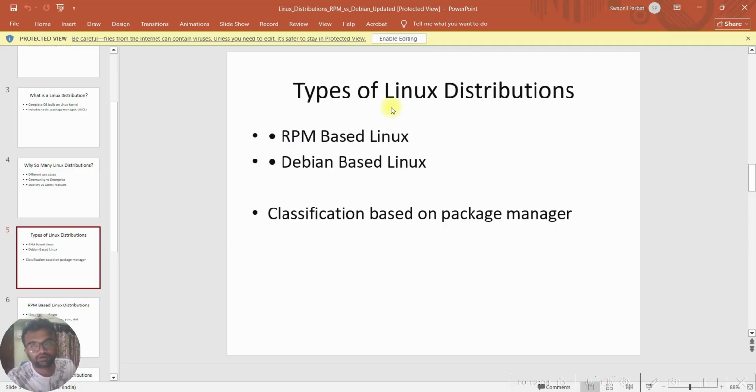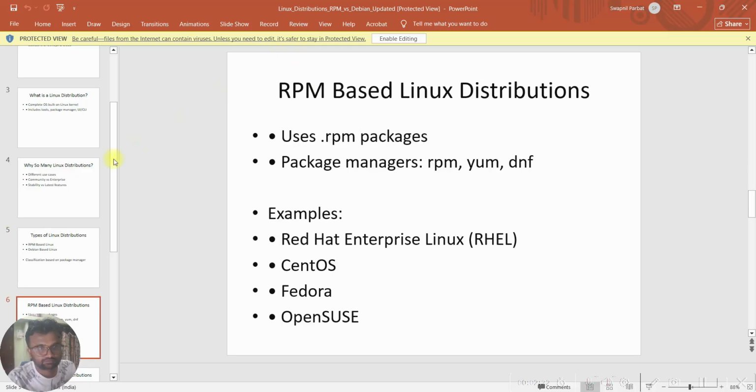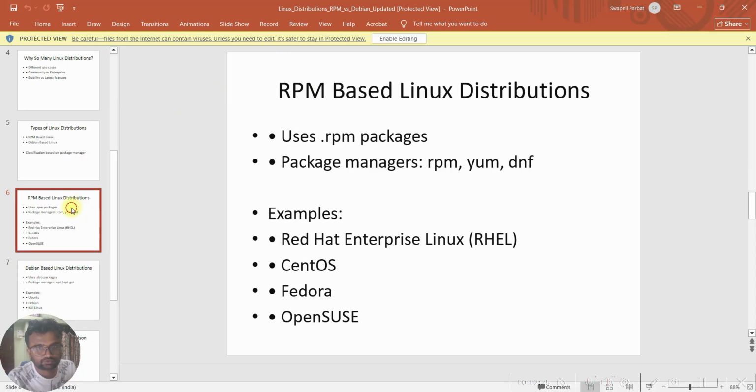The types of Linux distributions. Linux distributions are mainly classified based on the package management system. There are two major types: RPM based Linux and Debian based Linux. So let's understand both of them in detail. So this is RPM based.